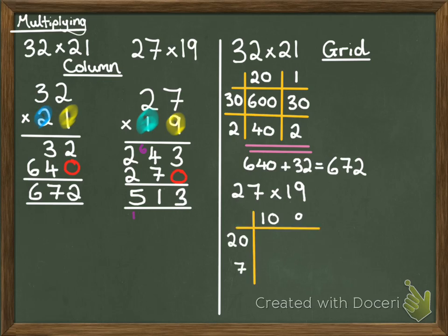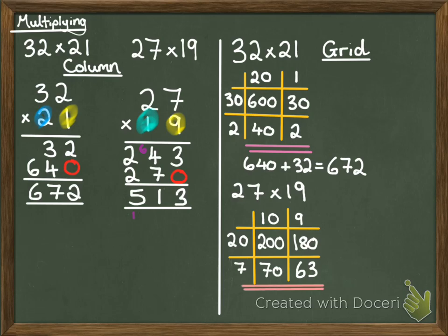We set the grid up, we put our values in, breaking it down into 20 and a 7, a 10 and a 9. We do 20 times 10, 2 times 10 is 20, add the 0 is 200. 7 times 10 is 70. 20 times 9, we do 2 times 9 is 18, and add the 0 is 180. And then 9 times 7 is 63.